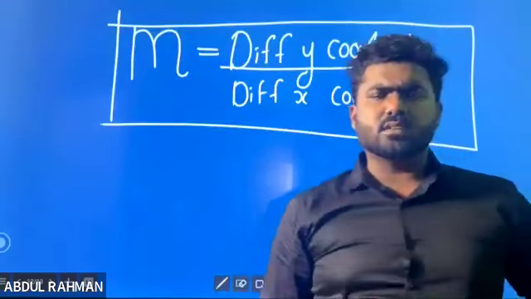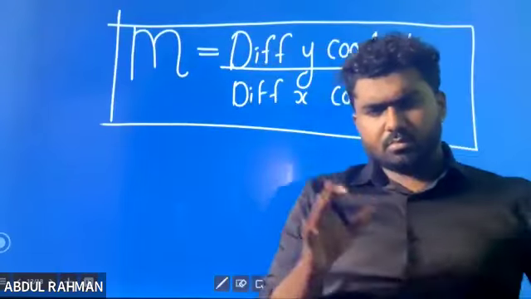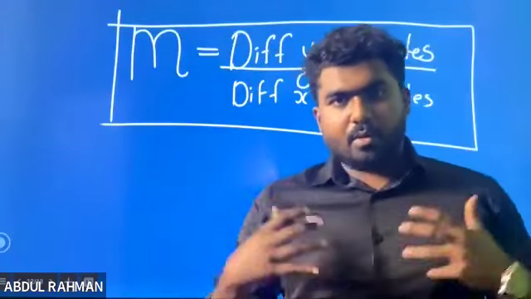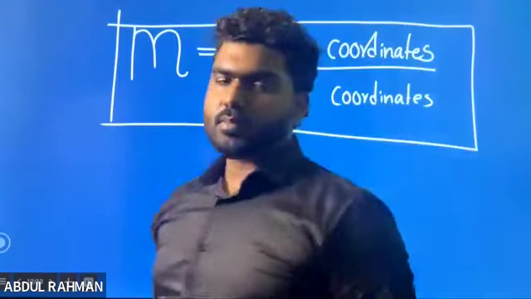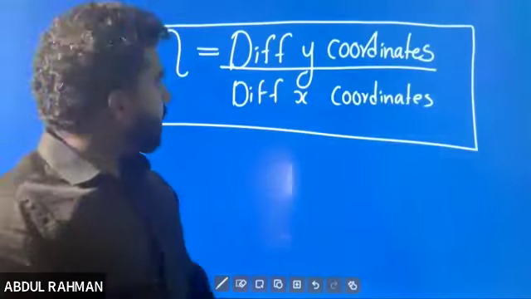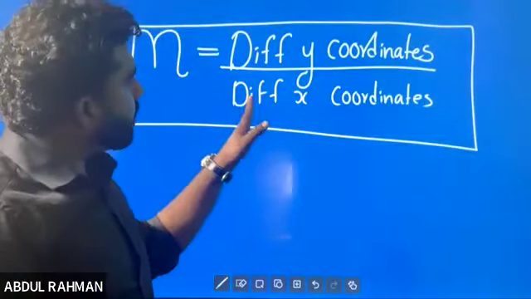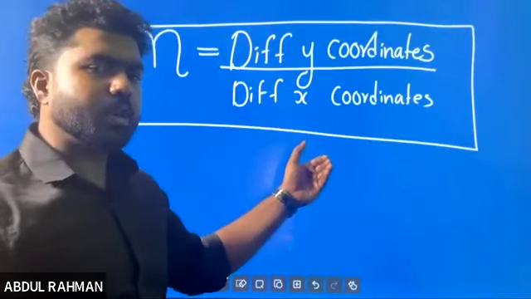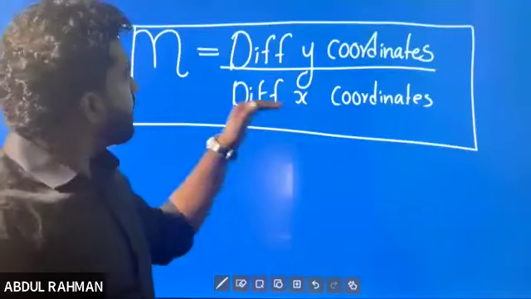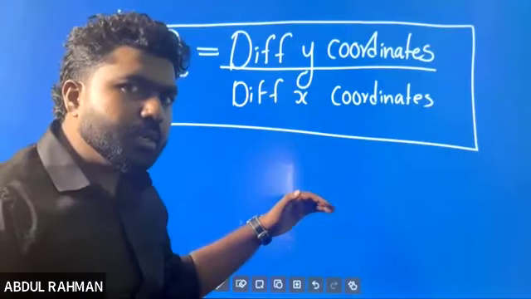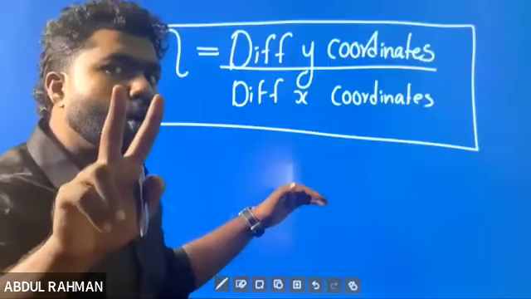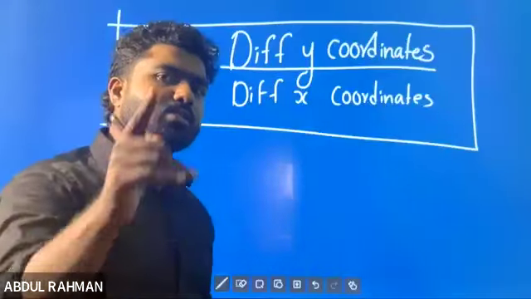It's very difficult, sir. Okay, relax. Have a deep breath and relax a little. Then M is equal to the difference of y coordinates over the difference of x coordinates. Obviously, to find the gradient using this formula, you need to have two coordinates. So, what are these coordinates?